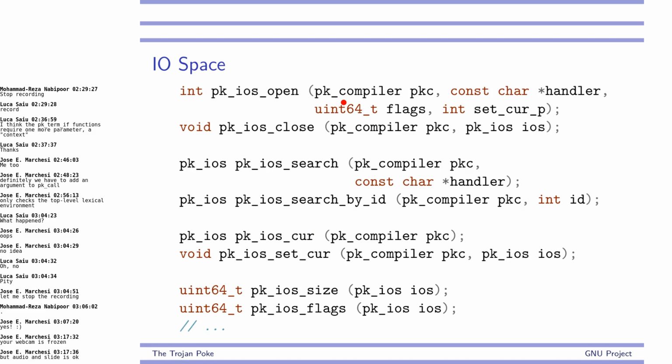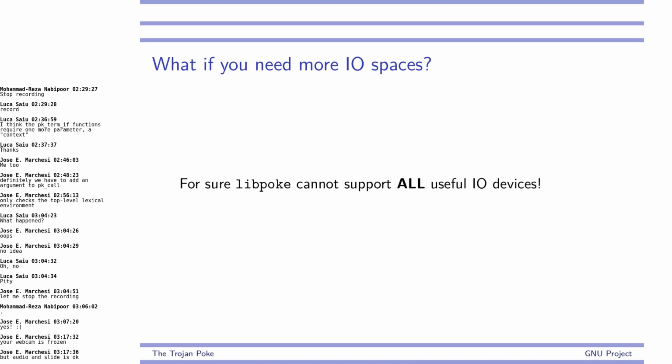Here you can see the API, ios open, ios close. You can search by the handler, the string you put to libpoke, or by ID. Here you get an ID from the open. It will give you a pk_ios, which I told you is the opaque type. And here we can, for example, get the current IOS, set the current IOS, and get the size, and there are a lot more. You can see in libpoke. So this is great.